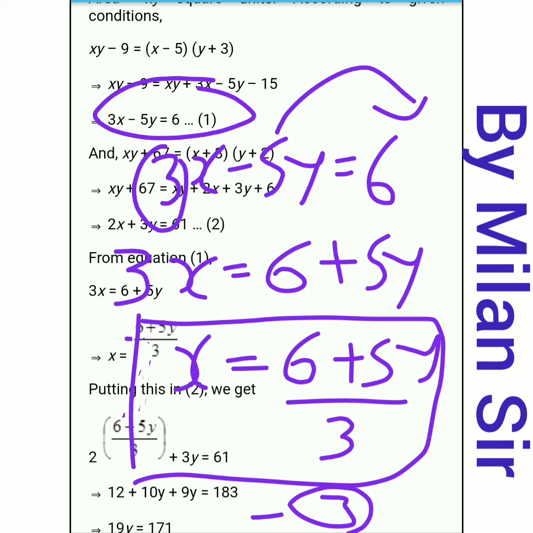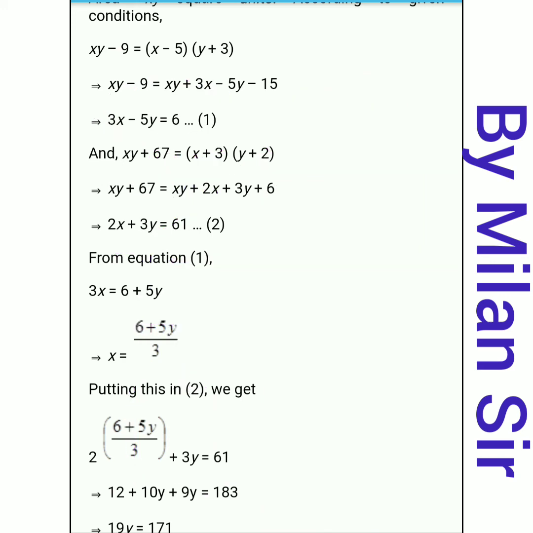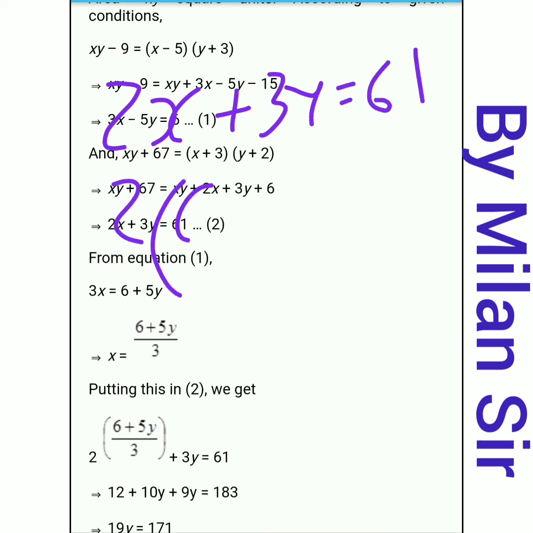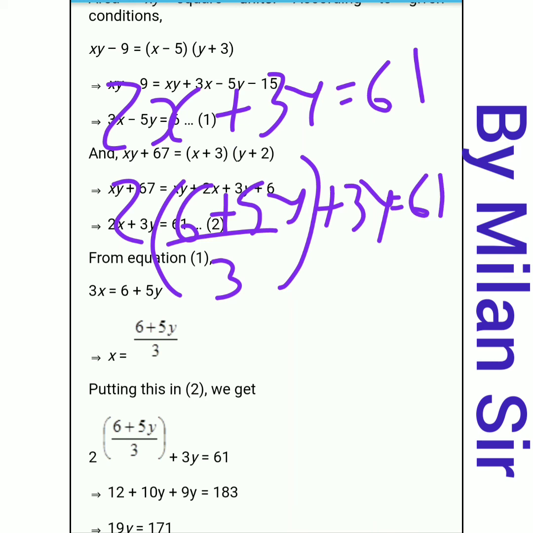Now we are getting this equation from equation number 1, so we need to put this value in equation number 2. What is our equation number 2? 2x plus 3y is equal to 61. Now in place of x, write down (6 plus 5y) upon 3, plus 3y, equal to 61. Now multiply this 2 with the bracket.